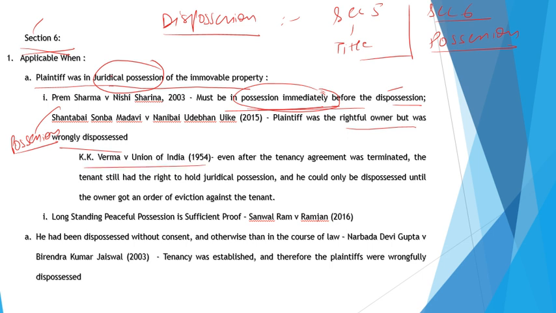K.K. Verma v. Union of India: even after the tenancy agreement was terminated, the tenant still has the right to hold juridical possession. As we discussed, he could only be dispossessed after the owner got an order of eviction against the tenant.